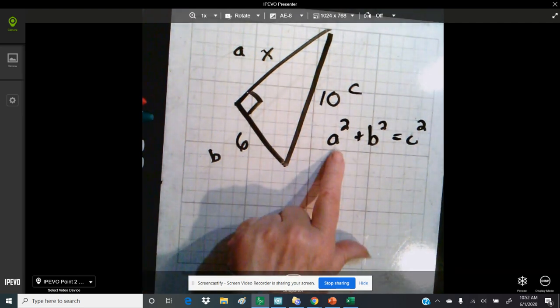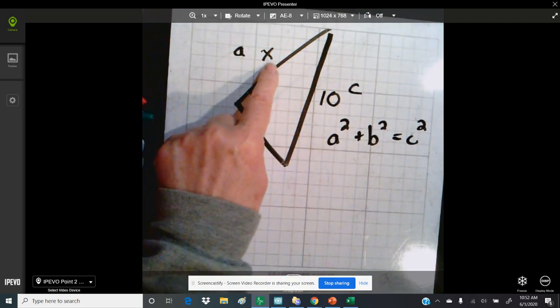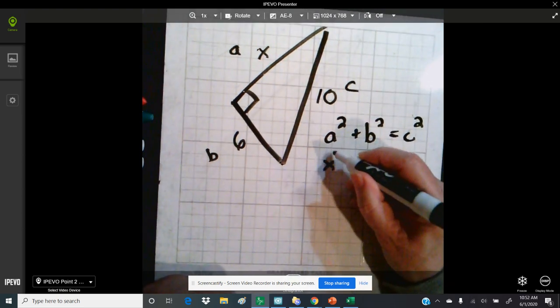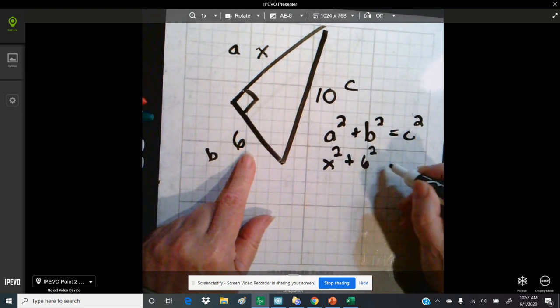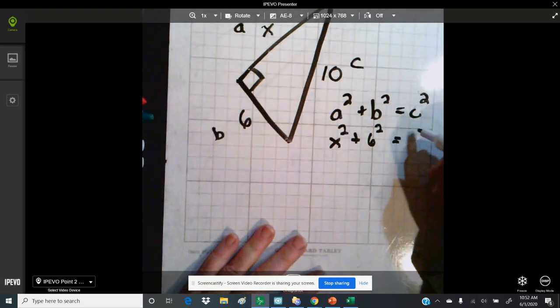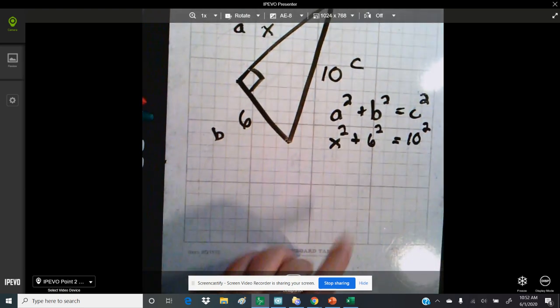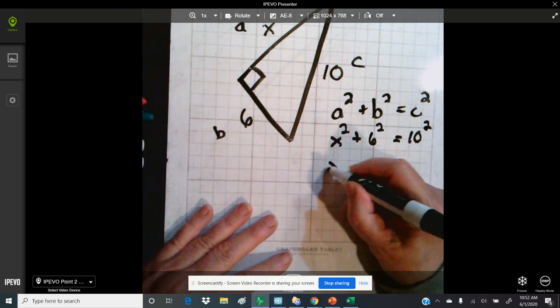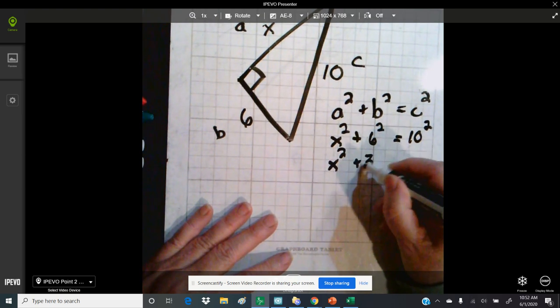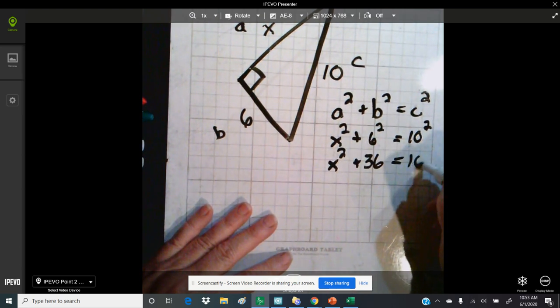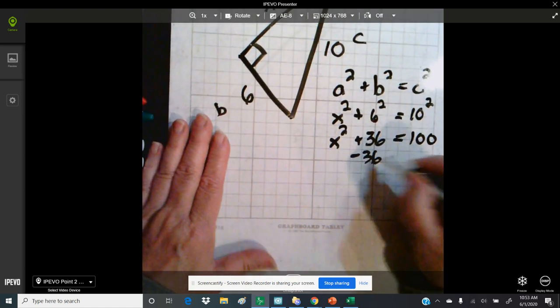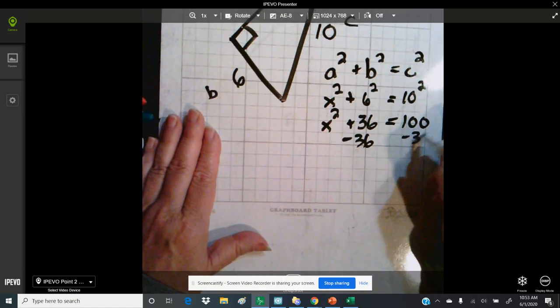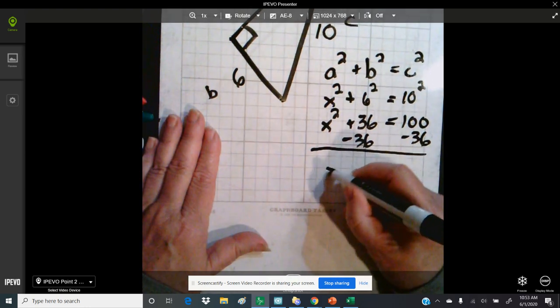I'm going to write in what I know. Well, I don't know A, but I called it X. So that'll be X squared. B was 6, so that'll be 6 squared, equals C was 10, so that'll be 10 squared. Simplify my squares, so that'll be X squared plus 36 equals 100. I'm going to subtract 36 from both sides to get X squared alone.